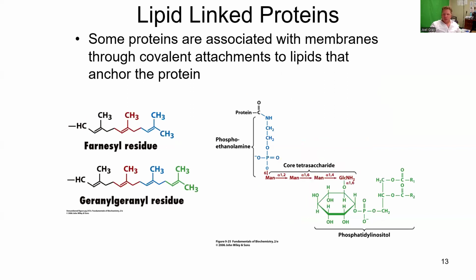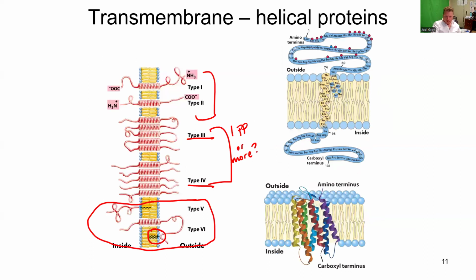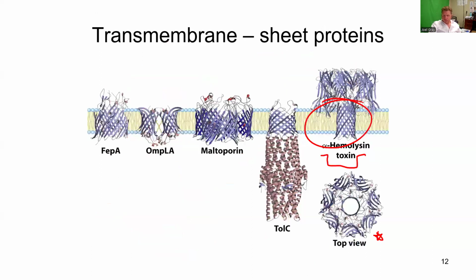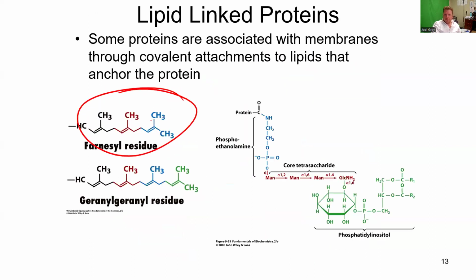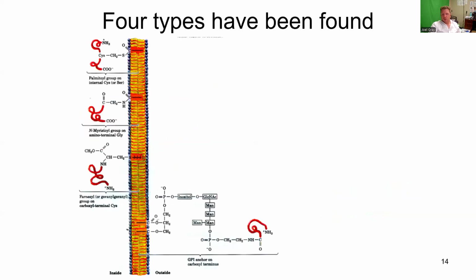Now, lipid-linked proteins, these structures right here and here, the Charlie Brown shirt design, that's what these guys are. These are carbon structures that are 15 and 20 carbons long. Farnesyl and geranyl. These are both lipids that can be embedded into a membrane to anchor a protein. Some proteins are associated with membranes through covalent attachments to lipids that anchor that protein.